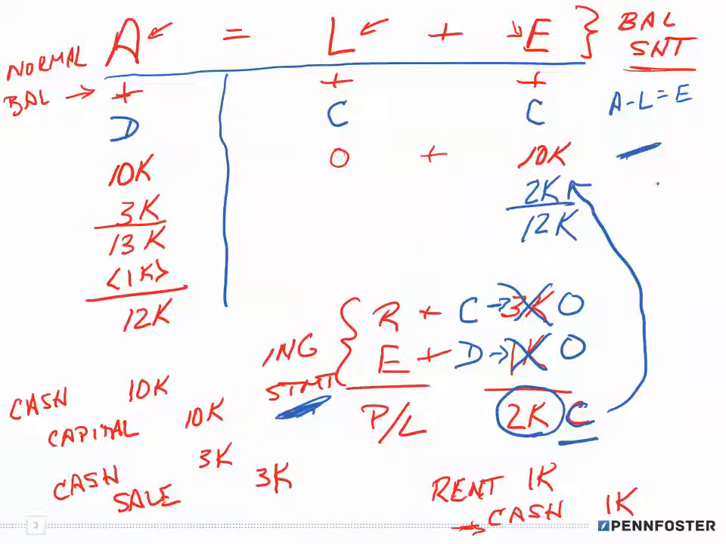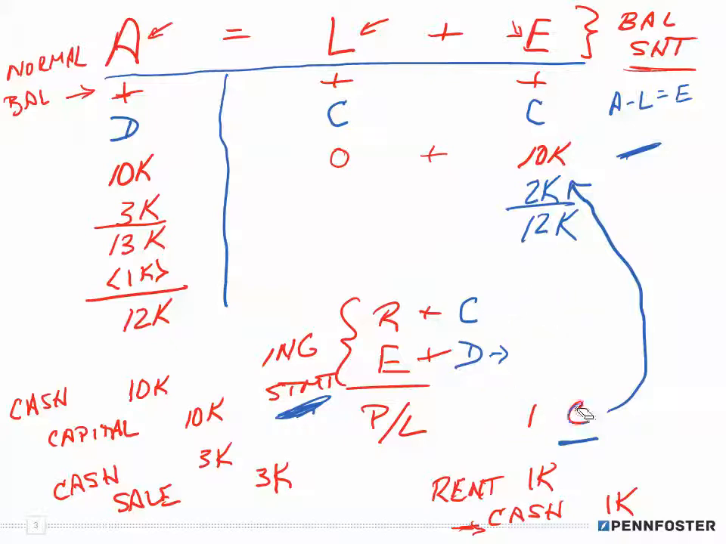This is how the information flows. So now, when you move into your next accounting period, all of these balances are zero. This balance is zero and this balance is zero, and we move forward.